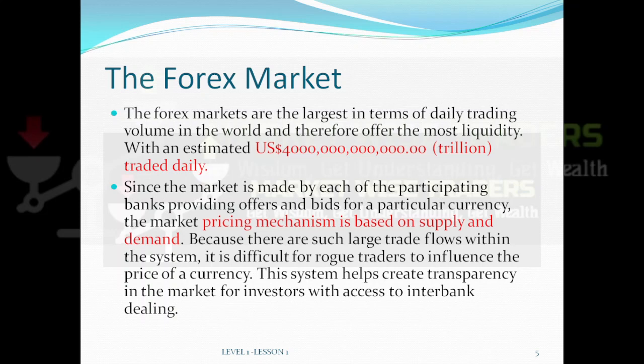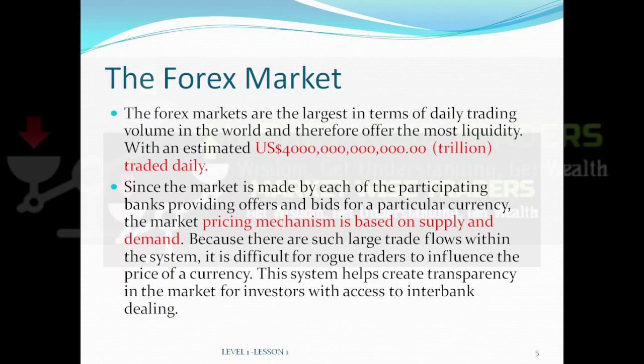What makes the Forex market so unique is that there's such a large volume of trades that flow through the system, so it's difficult for any one person to influence the price of an entire currency. You understand this? This helps to create some form of transparency in the market for investors who have access to interbank dealing, because banks are the ones doing the buying and selling of these currencies, especially for large multinational companies and the like.